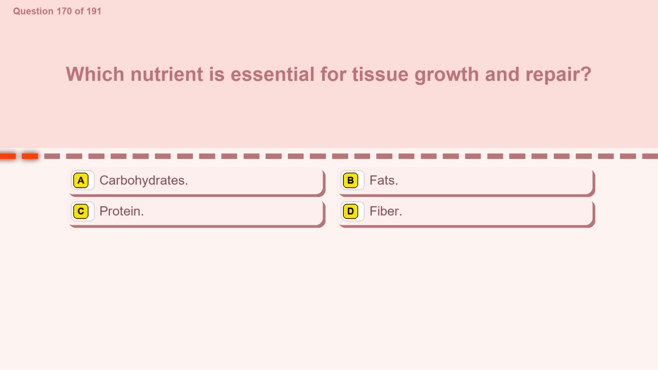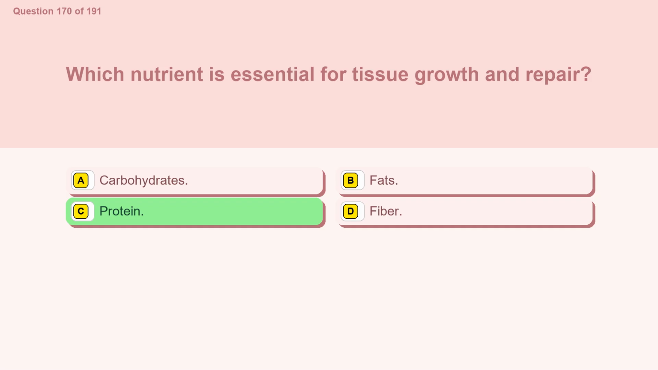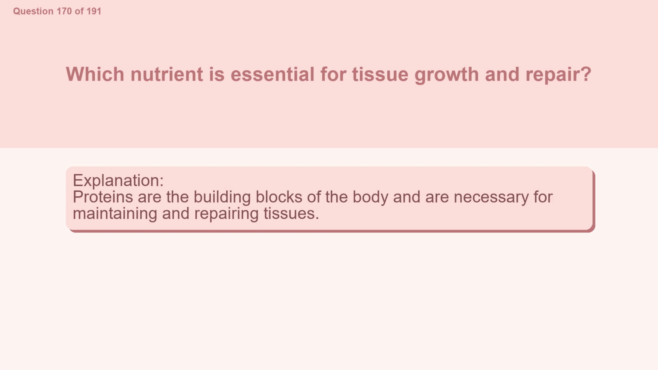Question 170. Which nutrient is essential for tissue growth and repair? Option A, carbohydrates. Option B, fats. Option C, protein. Option D, fiber. The correct answer is option C, protein. Proteins are the building blocks of the body and are necessary for maintaining and repairing tissues.